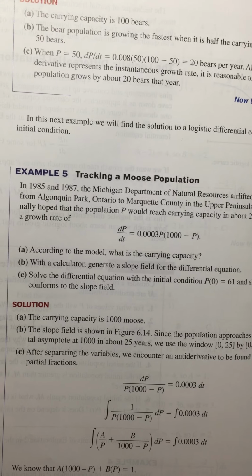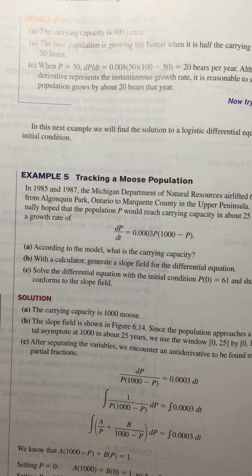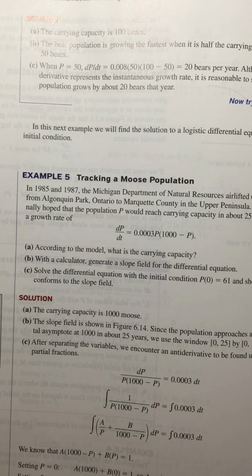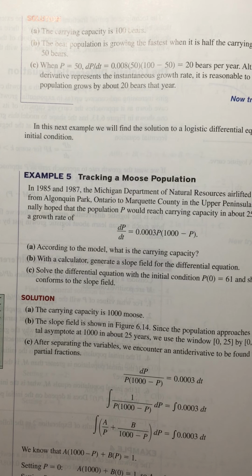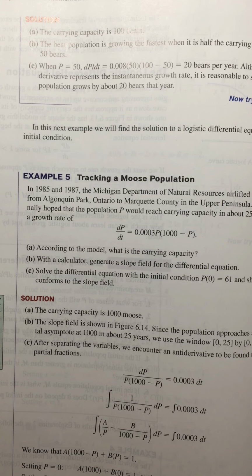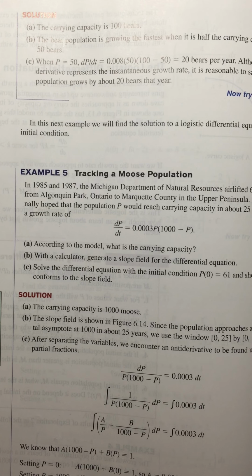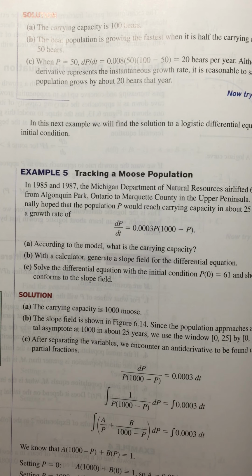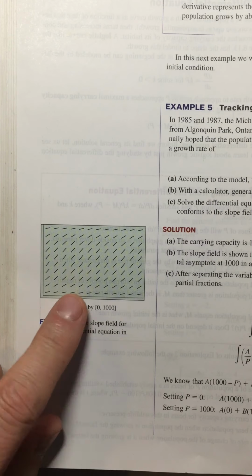Part B says, with a calculator, generate a slope field. You can generate a slope field with a calculator, you can generate one with Desmos, and maybe we'll look at some of those later. I don't find any of them to be terribly great or useful. I have not really had recourse to using technology to draw a slope field because, for the interesting ones, you need to find them somewhere. So for example, here's a slope field for this one.